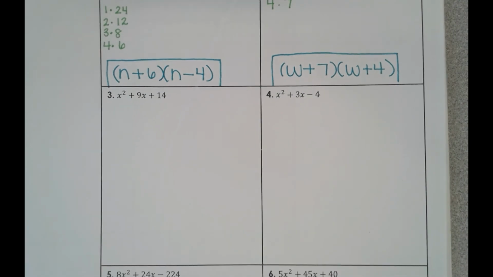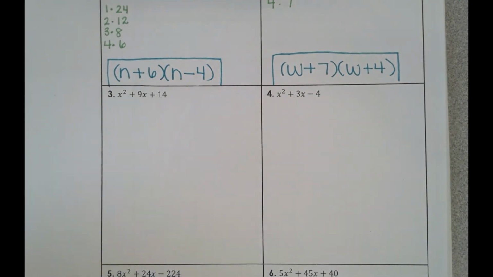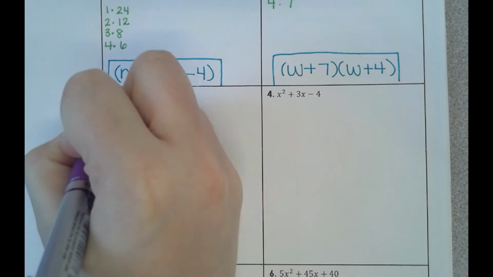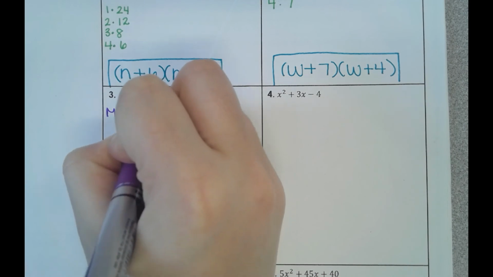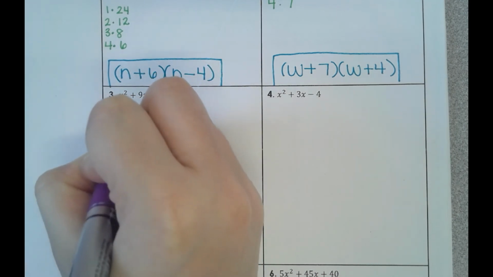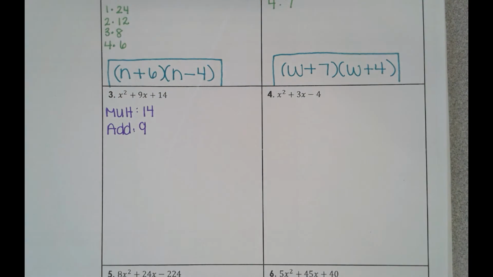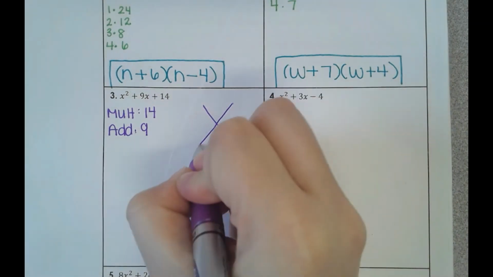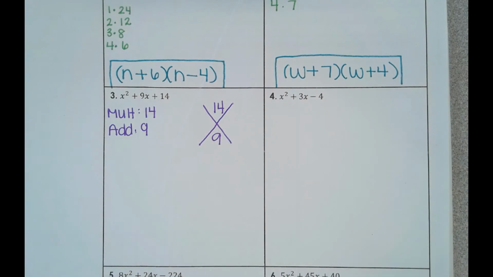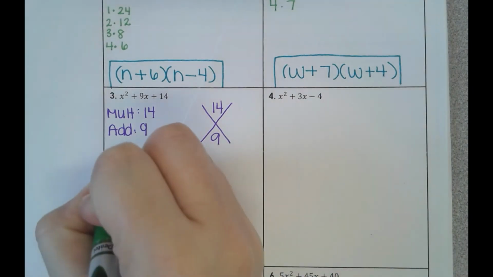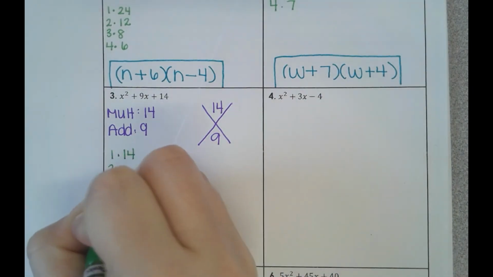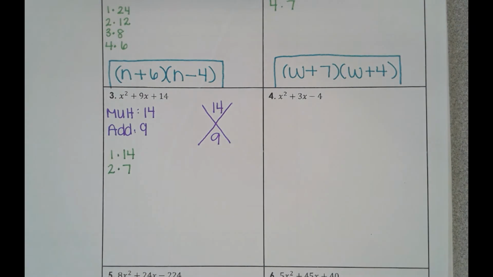All right, number 3, we're looking for two numbers that multiply to be 14, but add to be 9. So if you're using the X, 14 and 9. You need to list the factors: 1 and 14, 2 and 7. That's all that go into 14.